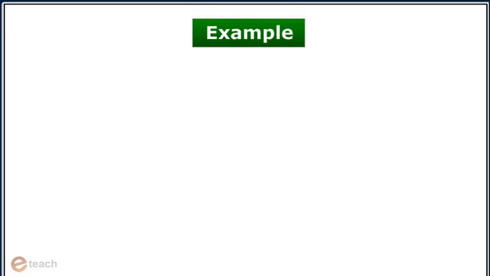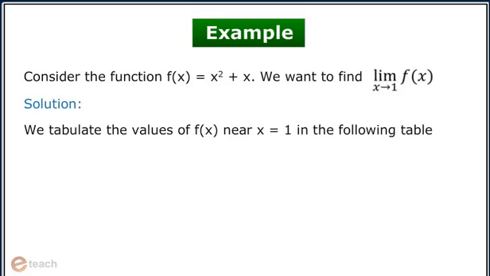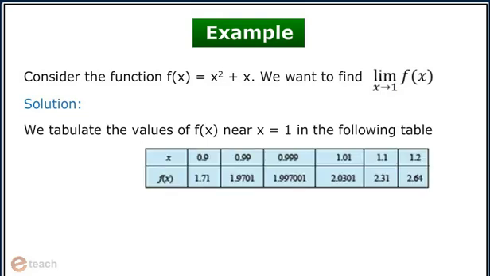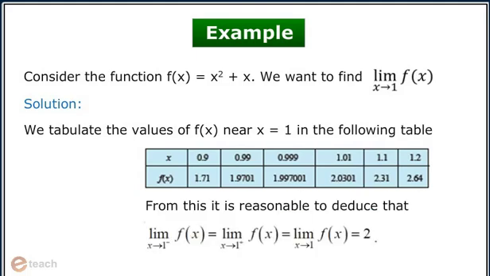Let's take another example. Consider the function f(x) equals x squared plus x. We want to find the limit of f(x) as x tends to 1. Solution. We tabulate the values of f(x) near x equals 1 in the table shown. From this, it is reasonable to deduce that the limit as x tends to 1 minus of f(x) equals the limit as x tends to 1 plus of f(x) equals the limit as x tends to 1 of f(x) equals 2.